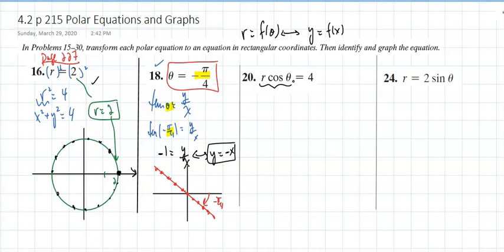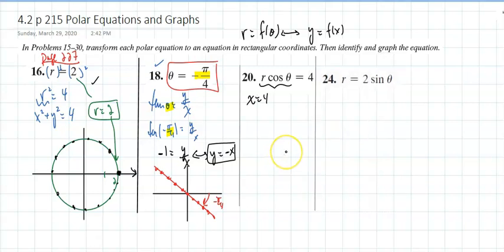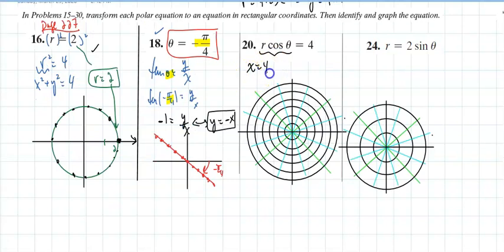Now, if I look at this, r cosine of theta equal 4. Well, what does that look like? r cosine of theta, that's x. I know how that looks. That's just a vertical line. Well, in the rectangular coordinate, it seems really simple and straightforward, but let me show you what it looks like in polar. So in the xy plane, this looks like a straight line, but here, this is really how this graph looks.